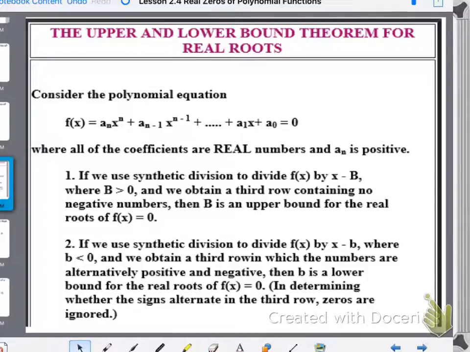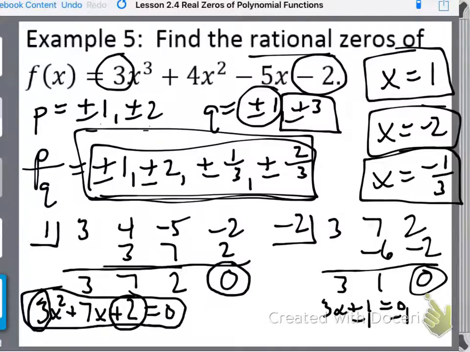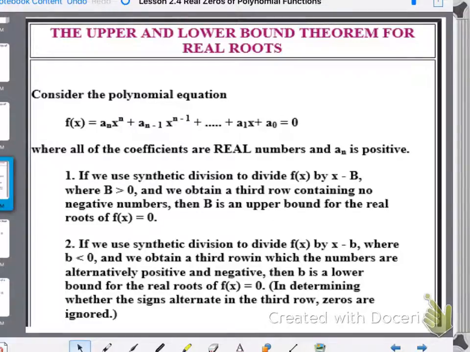If we use synthetic division to divide f of x by x minus b, where b is a positive number, and we obtain a third row containing no negative numbers, so all of the numbers underneath are positive, then b is an upper bound for the real roots of f of x equals 0. What that means is there are no real roots that would be higher than that b number.